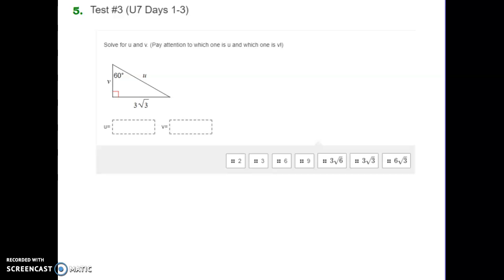Number 5. This is a 30, 60, 90 triangle where we are given the side across from the 60 degrees, so that's the long side. So if I have to go from the long side to the short side, I'm going to have to divide by the square root of 3. Well, in this case, that is pretty simple because those just cancel.